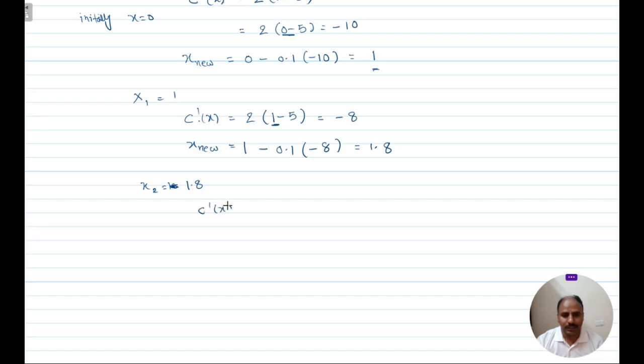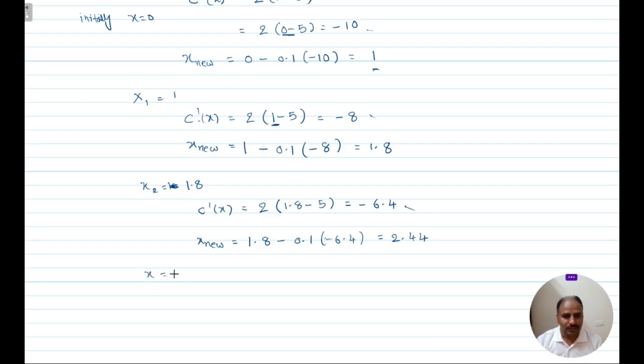Now the same, substitute in the c dash of x: 2 of 1.8 minus 5. So it will give you minus 6.4. Then substituting in the x new, old is 1.8 minus learning rate 0.1 and minus 6.4. So this will give you the result 2.4. Every time you are checking, the gradient is decreasing. It is already in the negative direction. So again, we have to continue these iterations.